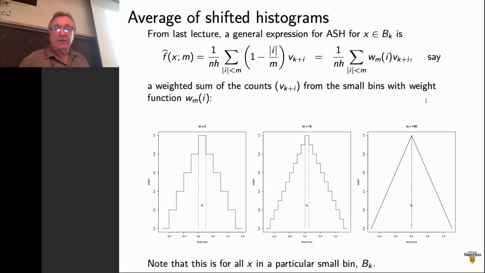So I can think of what I'm looking at more as a weighted sum of these counts. For any x value in that kth bin, I'm looking at a weighted function of the counts of observations in that bin and in neighboring bins. And that weight function is going to be a function of i, and the granularity, the fineness of it, is going to be determined by m. So m's kind of a parameter. Okay? Questions?